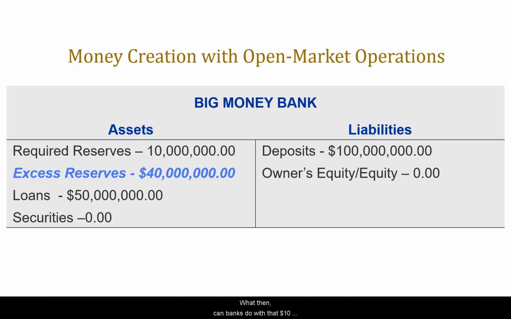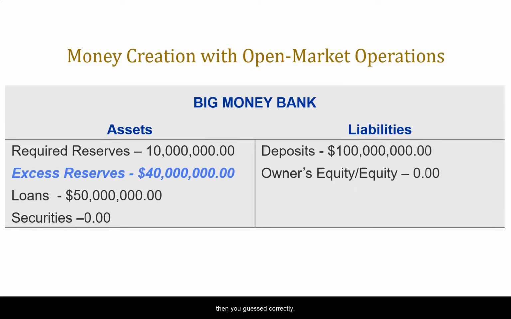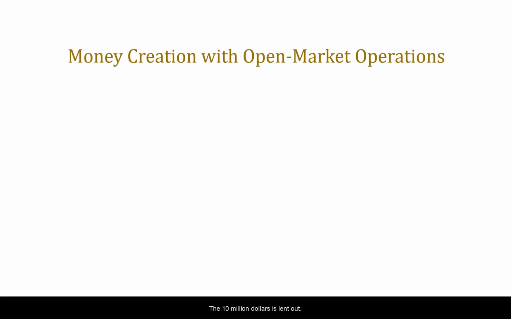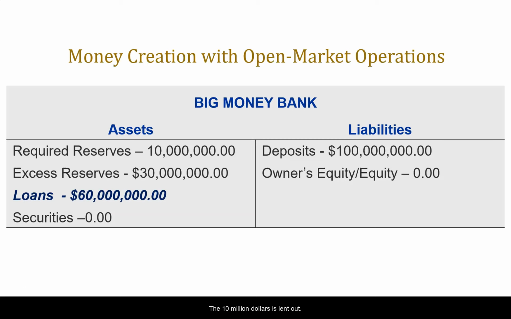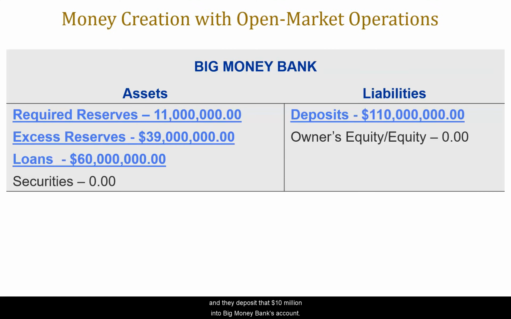What then can banks do with that $10 million in excess reserves? If you guessed lend it out, then you guessed correctly. The $10 million is lent out, let's say, to a business. And that business also banks with Big Money Bank, and they deposit that $10 million into Big Money's bank account.